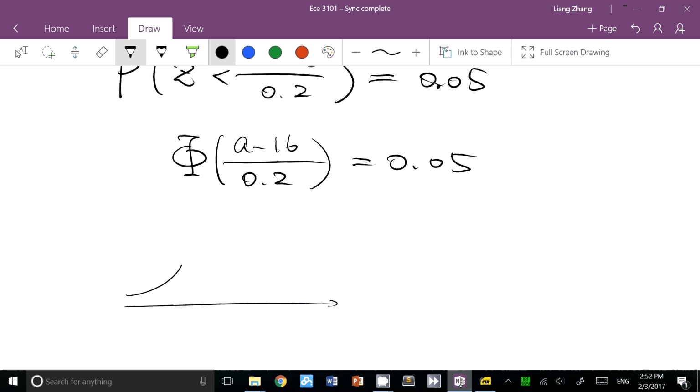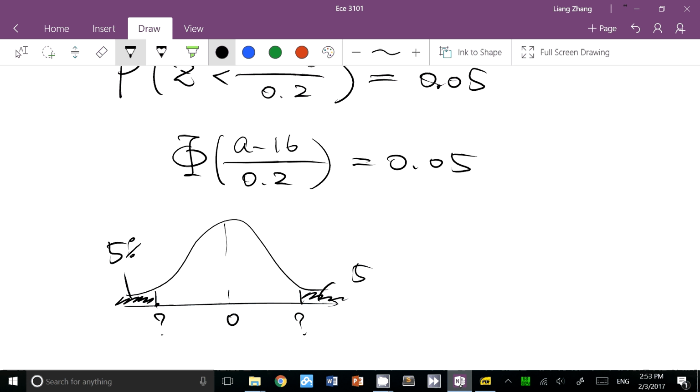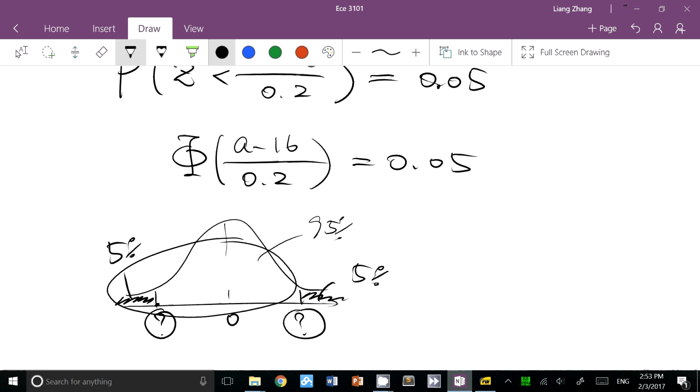So this is again our bell-shaped curve. Center is at 0. We want to find this particular point such that this tail will be 5%. Because it's symmetric, we only need to find the other value right here, such that here is 5%, and the rest is 95%. If we can do this, then this part will be done. We just have to flip the sign to the other side.